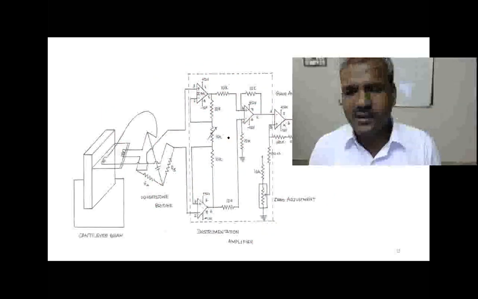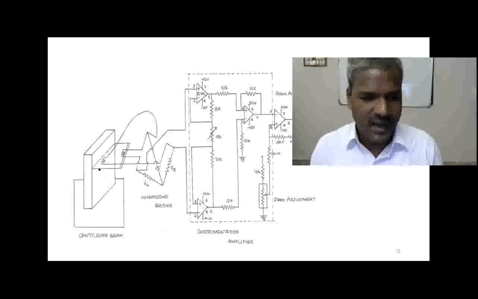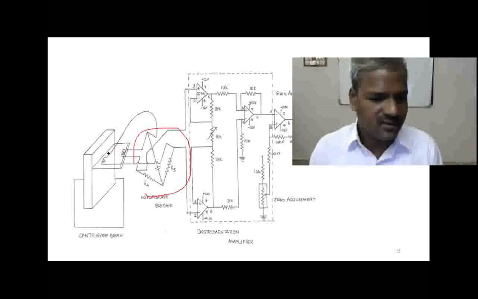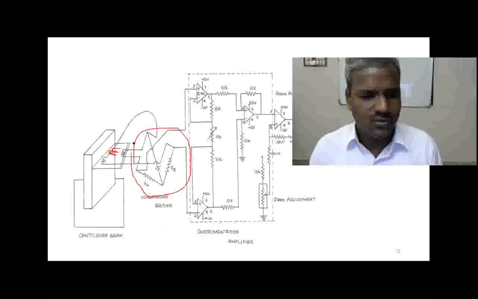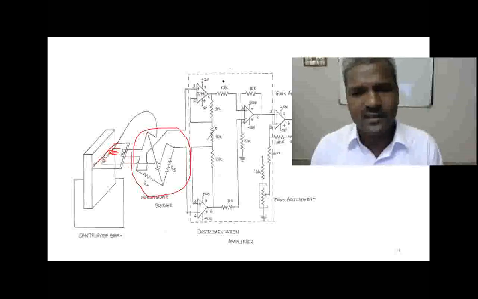So this is the signal conditioning circuit for the strain gauge on the cantilever beam. This is the Wheatstone bridge network. These two strain gauges are bonded nearer to the fixed portion. So two strain gauges connected to the cantilever go to the Wheatstone bridge, then connected to the instrumentation amplifier.